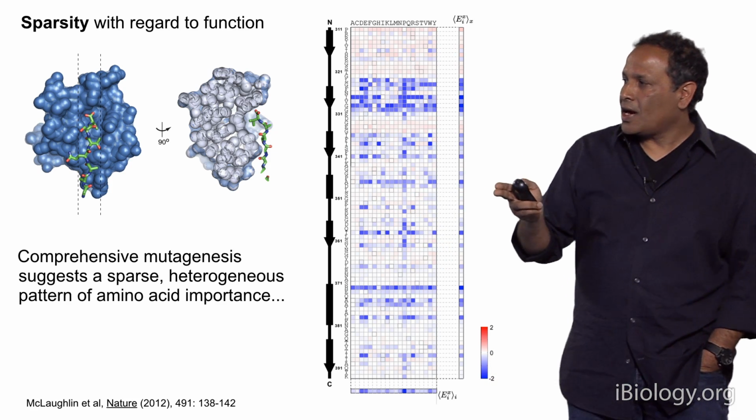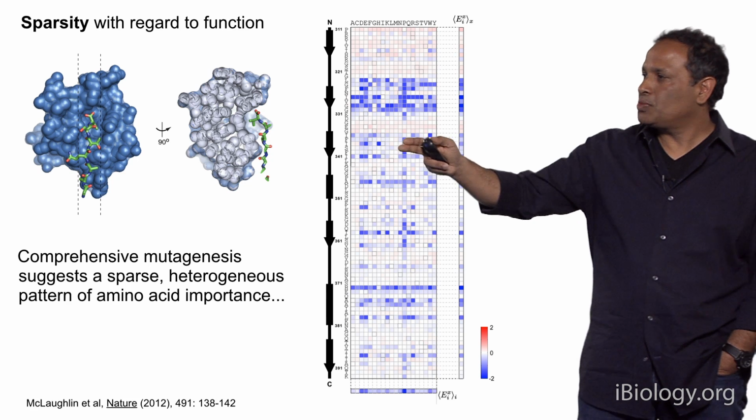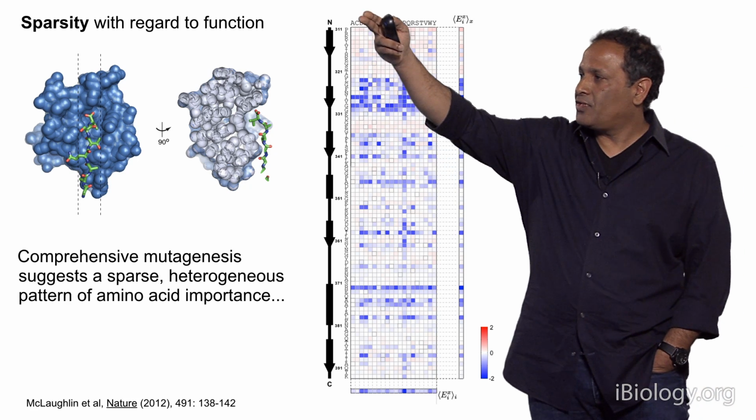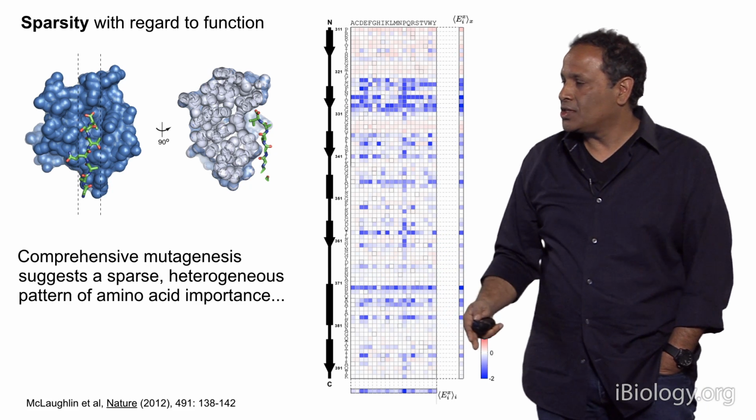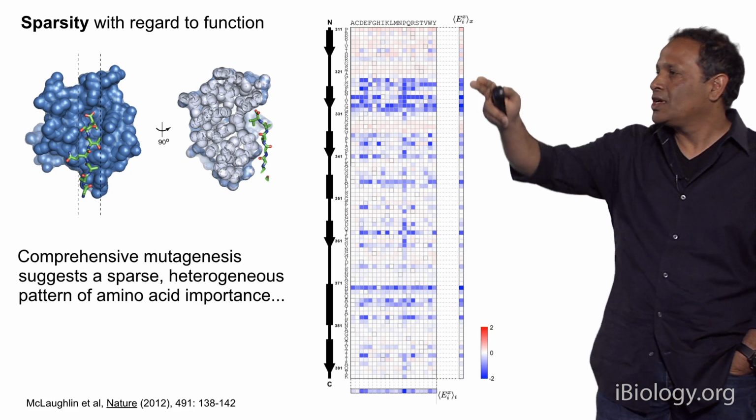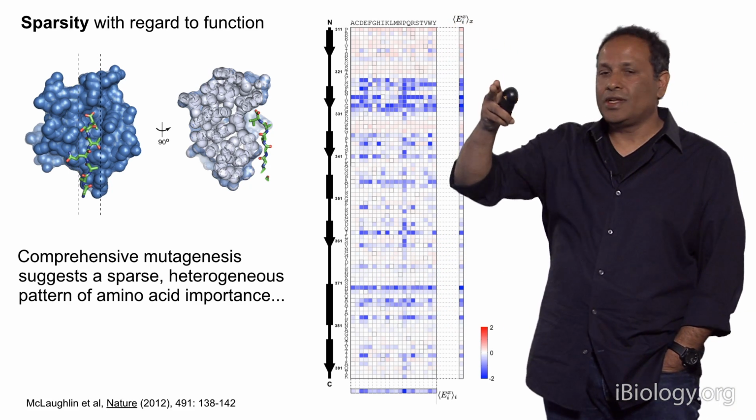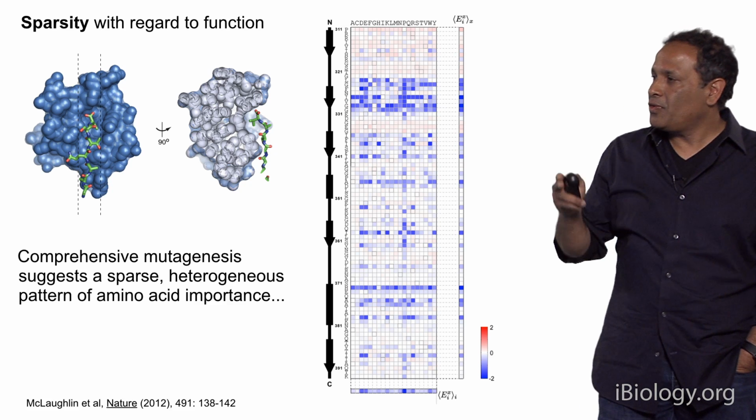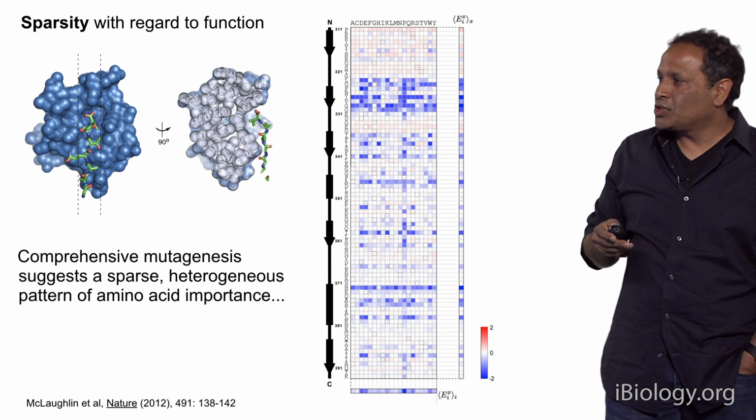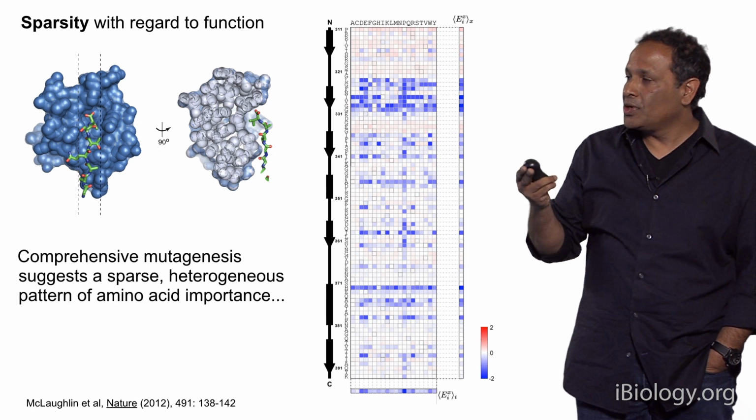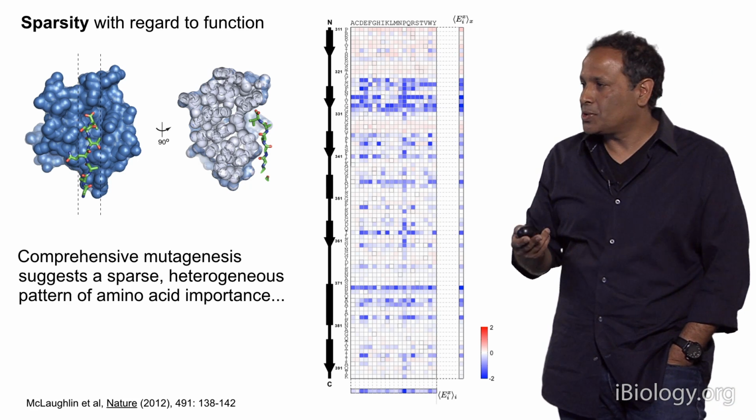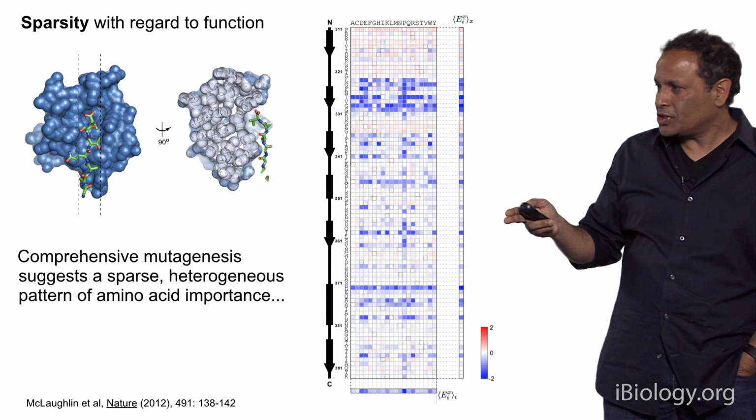But if you carry out a comprehensive mutagenesis study, so in this matrix, what's shown is the effect of mutating every position in this protein, going from N-terminus to C-terminus on the rows of the matrix, to every other amino acid on the columns of this matrix. And every pixel of this matrix reports the functional effect of that mutation on the ability of the PDZ domain to bind substrate ligand. And the result is quite striking.